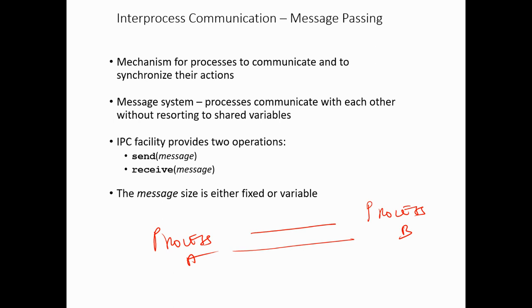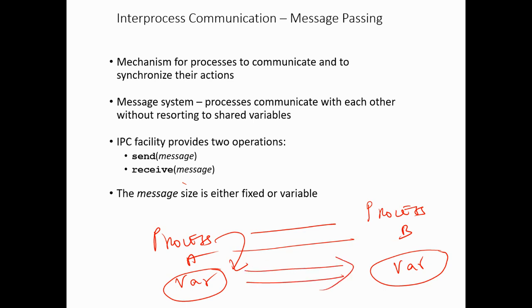So there should be a message system in such a way that processes communicate with each other without resorting to a shared variable. If I have a variable called var which is shared among both A and B, I am not supposed to store var in such a way that it is common to both process A and process B. Why? Because if process A changes the value of var, it will get reflected here too.